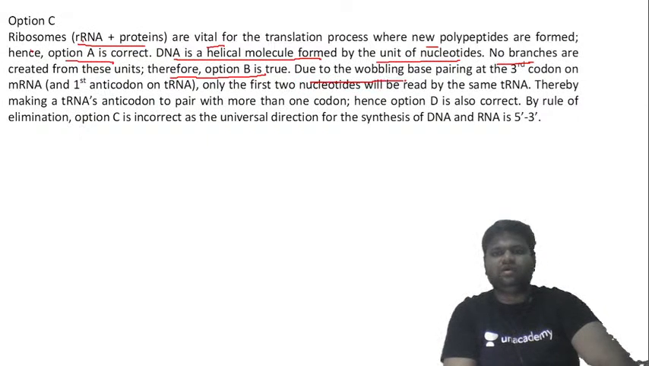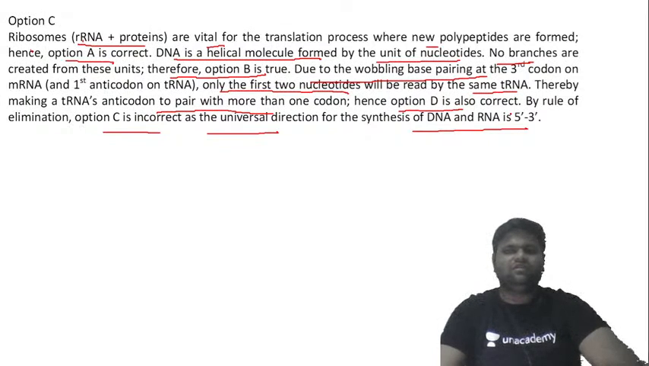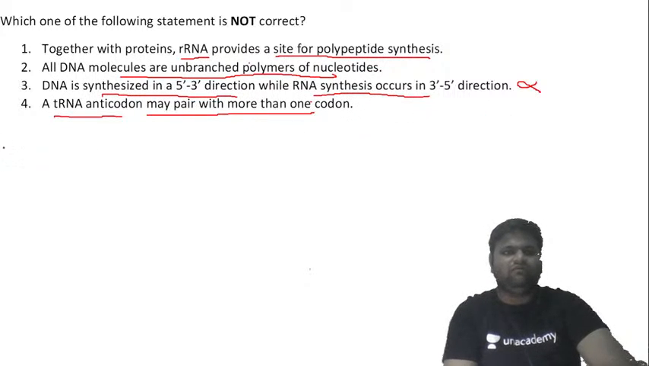Due to wobbling base pairing at third codon on mRNA and first anticodon on tRNA, only first two nucleotides will be read by the same tRNA, thereby making a tRNA anticodon to pair with more than one codon. Hence, option D is also correct. And by rule of elimination, option C is incorrect, as the universal direction for synthesis of DNA and RNA both is 5 prime to 3 prime. So DNA और RNA दोनों की सिंथेसिस 5 प्राइम और 3 प्राइम डायरेक्शन में होती है. ऑप्शन सी जो था, वो इनकरेक्ट ऑप्शन था.